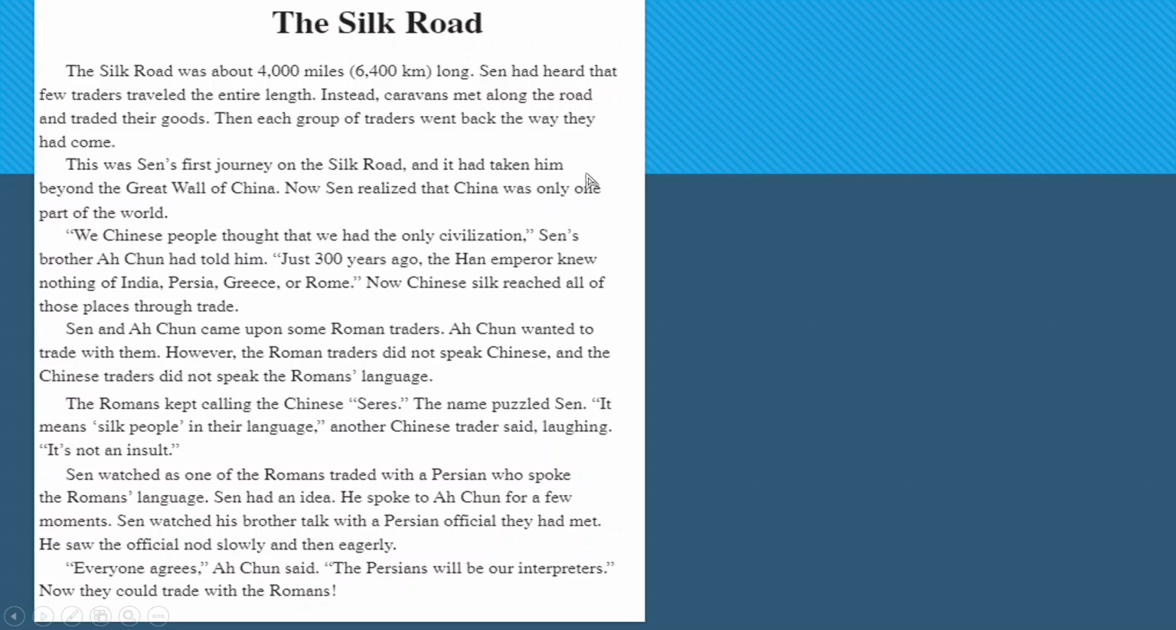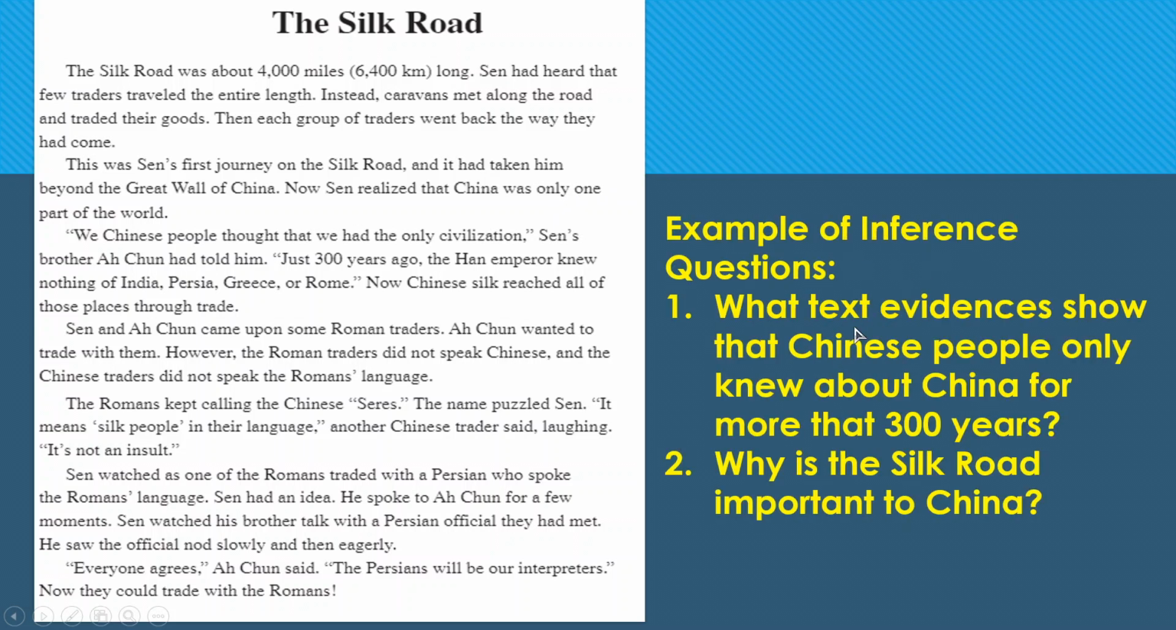So this is an example of inference questions. What text evidences show that Chinese people only knew about China for more than 300 years? So you need to find the text evidences where people in China before knew that there was only one part of the world, and that's only China, okay? You can find it in the third paragraph and coming from the second paragraph. So you can get ideas from the second, third, and sometimes fourth paragraph, okay?